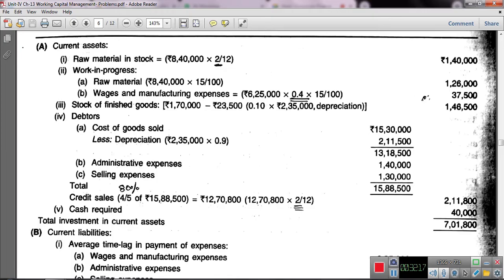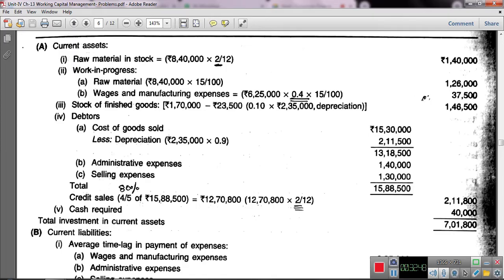Pay attention here. Out of the 2,35,000 rupee depreciation, 10%, that is 23,500, we excluded while estimating the stock of finished goods as per our assumptions, and the remaining 90% of the depreciation, that is 2,11,500 rupees, we excluded while estimating the debtors. Please remember this. Depreciation is a non-cash expense and it has to be excluded while estimating stock of finished goods, work in progress and debtors.